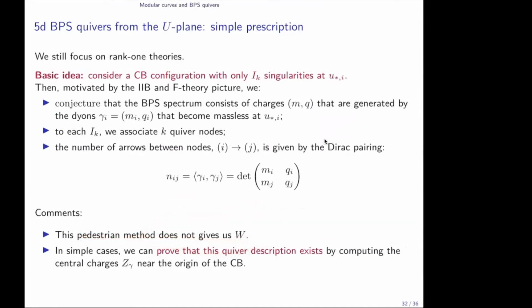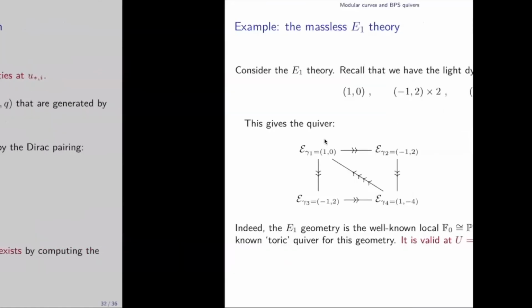And sadly, I don't know how to compute the superpotential in this way. I mean, there are complicated methods in some cases, like class S and so on, but not in the general case, or not simple enough for me at least. And I should note that this is a conjecture, but in many cases we can prove that this quiver description does exist by computing the central charges exactly of those particles and seeing what they are at strong coupling.